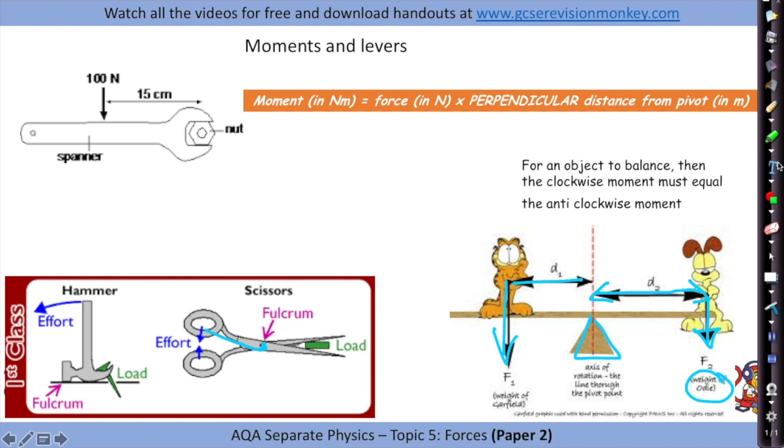So now, if you've got multiple things on one side, if you've got another object over on this side of the seesaw, the moment of this object plus the moment of this object would add up to the moment of Odie. So you would simply just add their moments together, and if it's in balance, they should add up, and they should be equal to each other.